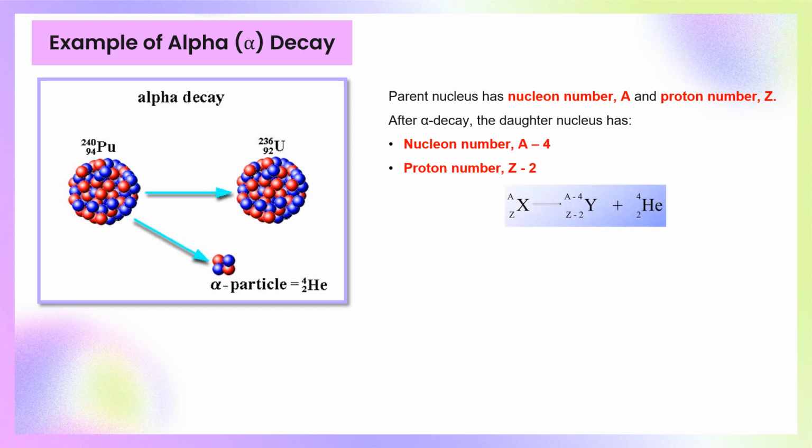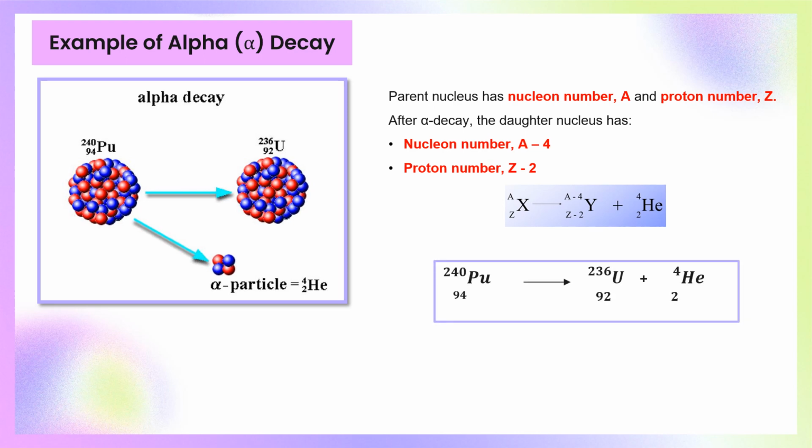We can refer to this general equation to write the equation for this example. We can replace X with plutonium-240, with 240 for nucleon number and 94 for proton number. And when plutonium undergoes radioactive decay, it will produce uranium-236, with 236 for nucleon number and 92 for proton number, plus the helium, which is the alpha particle.